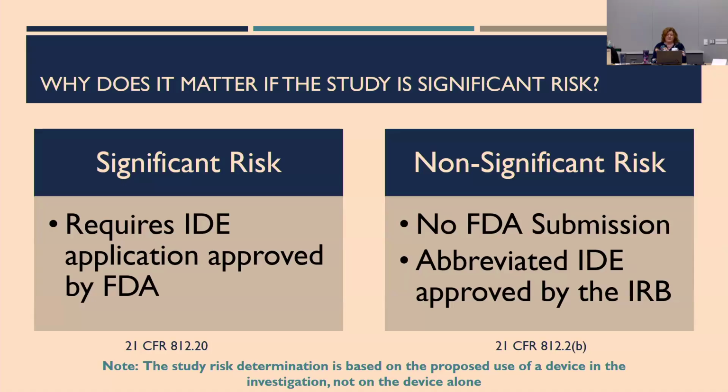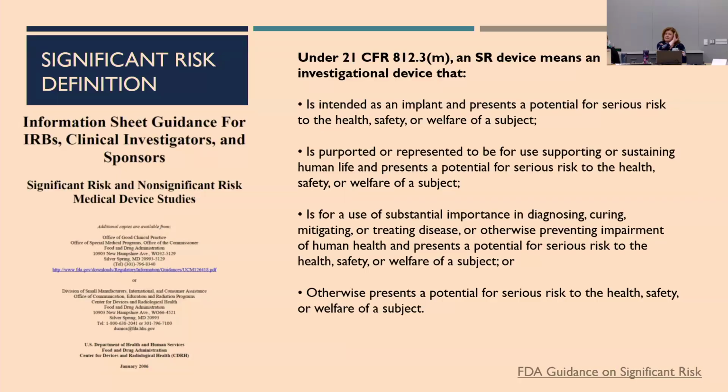And one thing I did want to point out also is that note on the bottom of the screen there. It's really important to remember it's not simply the device itself that you're taking a look at the risk of. It's the device used in the context of that clinical trial, and what is the level of risk that's associated with its use in that context. So the FDA does have this fabulous guidance document. They have guidance for everything. Some of it is clearer than others. I like this one because I feel like it gives a lot of information to IRBs and investigators on how to answer this question of what is considered significant risk versus non-significant risk.